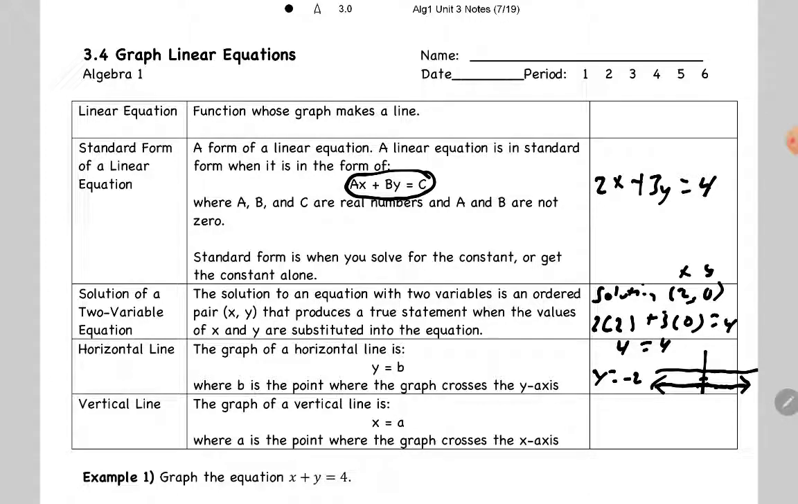A vertical line is the same thing, it's just x equals. So I went to 1, 2, 3, if I had x equals 3, and you would draw a vertical line. But those are only one variable equations. So x equals something, y equals something.